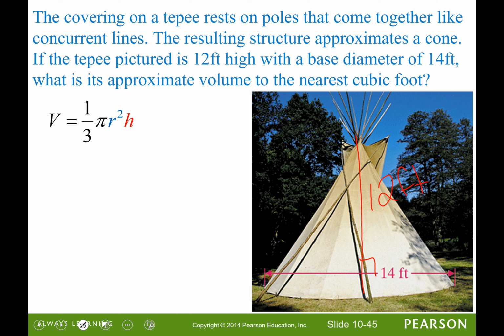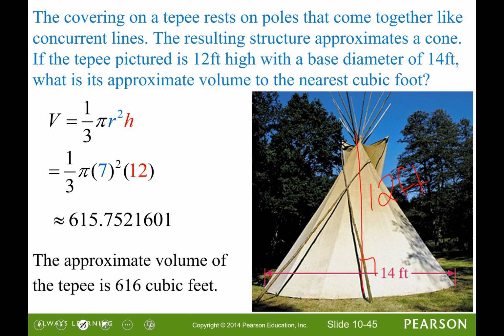Formula is 1/3 pi r squared h, so we need to plug in r and h. Be careful, r is not 14, r is half of 14, 7. And they are asking us to approximate this, so you can pick your calculator up and use that pi key. Don't use 3.14 unless directions specify to do so. Use the pi key on your calculator. And we get the volume of the teepee is approximately 616 cubic feet.